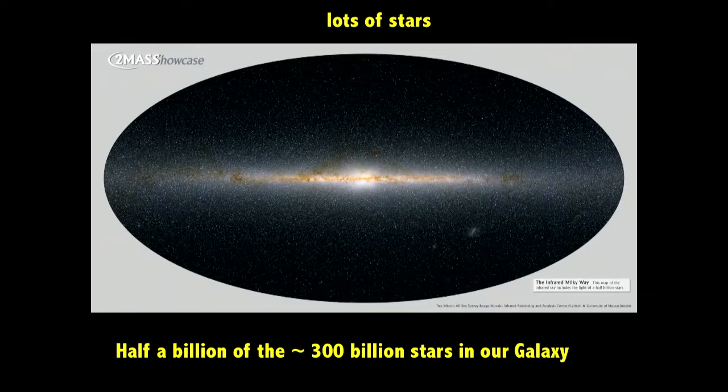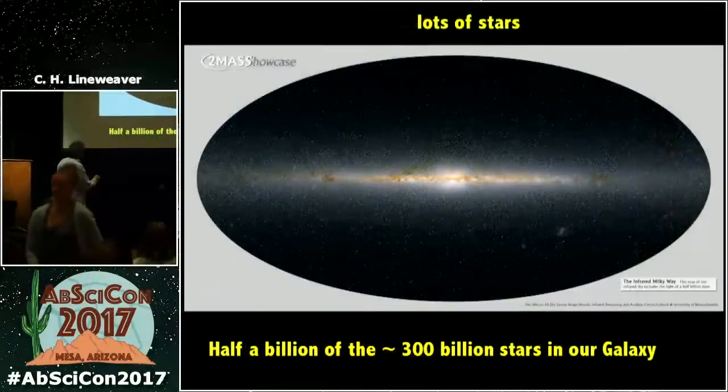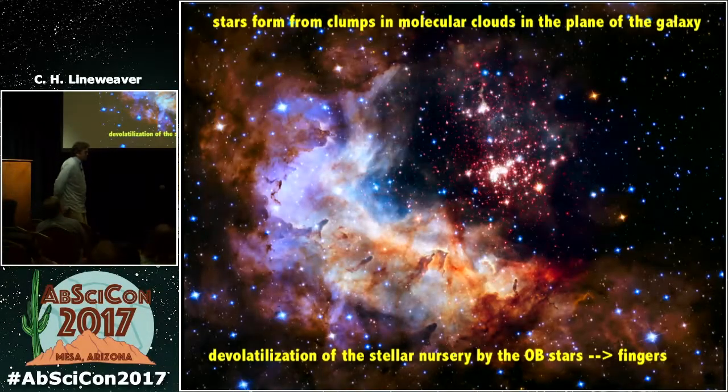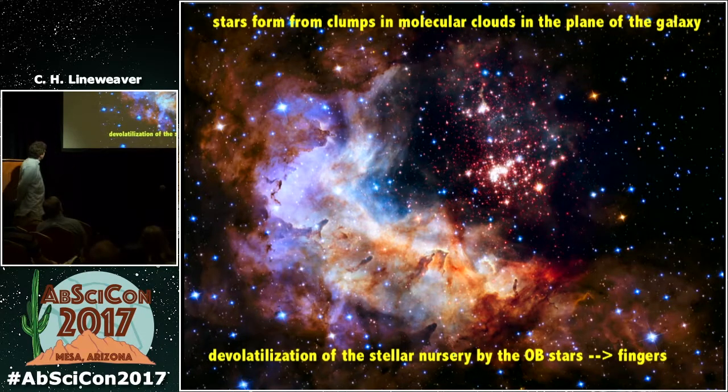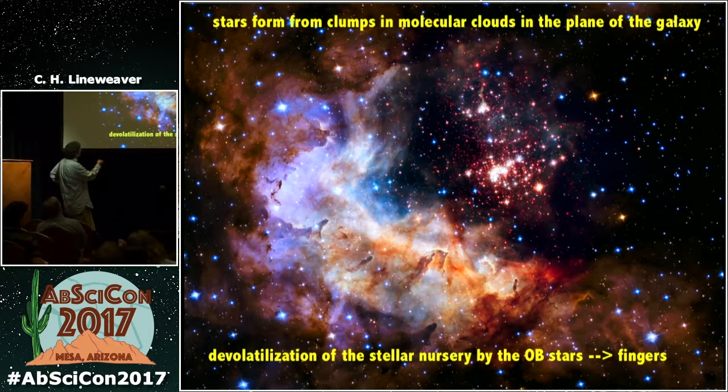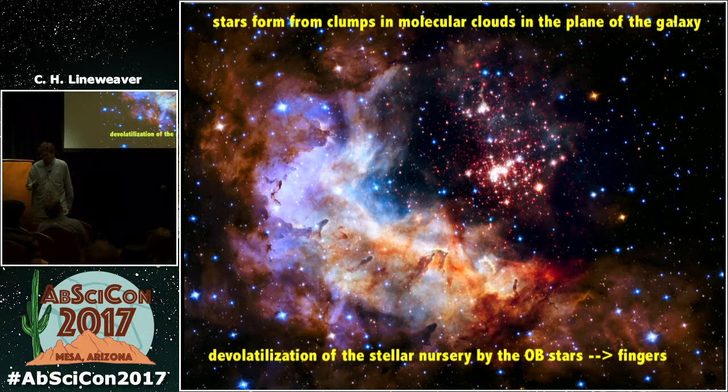All right, so lots of stars in our galaxy. These are 500 million of the 300 billion in the galaxy. And stars form in the clumps in molecular clouds in the plane of the galaxy. And as you can see from this, when you have a bunch of stars here, particularly the OB stars, they are putting out lots of UV and they're creating these fingers everywhere. So that's an example of the devolatilization in a molecular cloud.